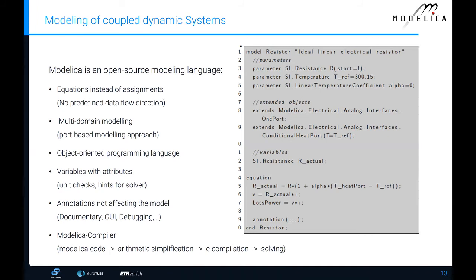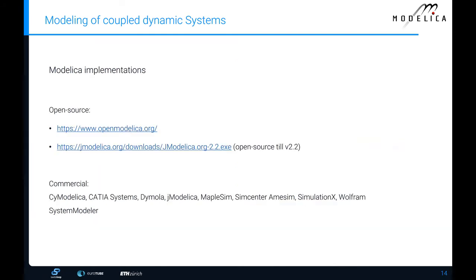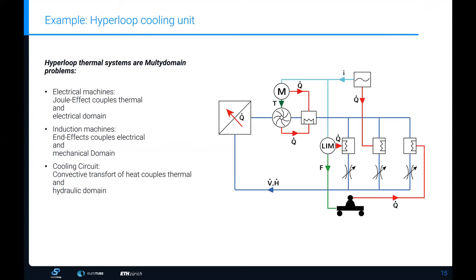And that's an example of how such a model could look. It is a resistor. Yeah, I will skip that. And also this slide, that's some implementations of Modelica. If you're interested in building your own models with Modelica, these are programs to do it. But now I will come at least to the example.